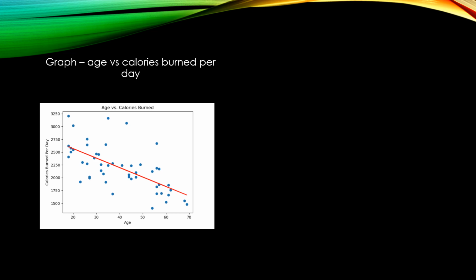So at the bottom, you have age, and at the very left, you have your calories burned per day, otherwise known as your y-axis. So as the age increases, you can see that the calories per day begins to taper off. I will have to note this is completely made up data, and I just put it on a graph so you can have an idea of what this looks like.